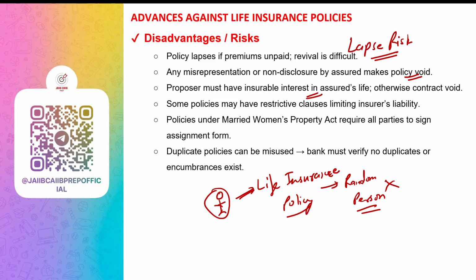Bank should check for the restrictive clause which may reduce the insurer's liability. So if there's a restrictive clause, it will reduce the liability of the insurer. Married Women Property Act needs extra care in assignment. So policies under this particular act, Married Women Property Act, need extra care. Duplicate policies, risk is always there. The borrower may misuse duplicate copies.